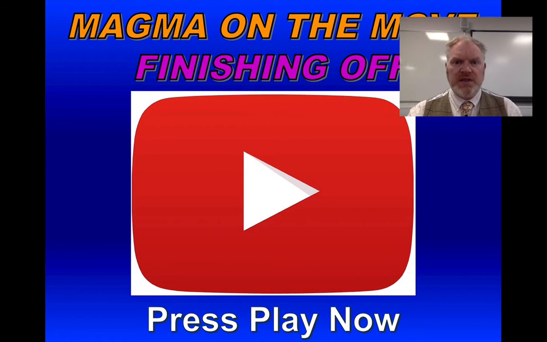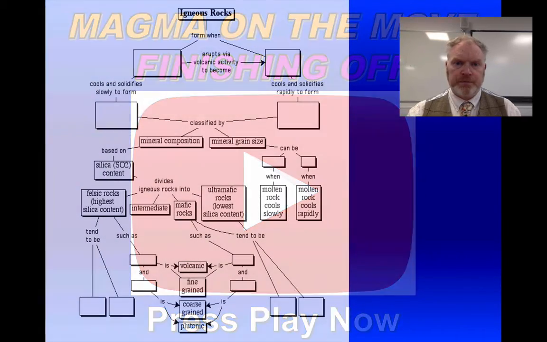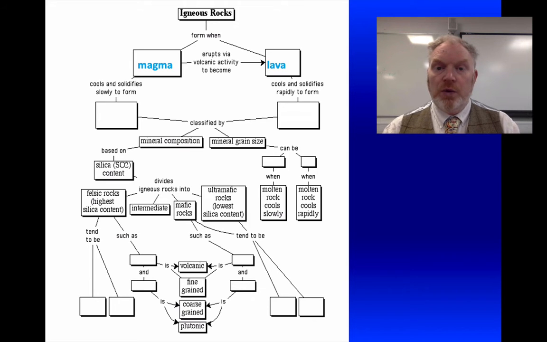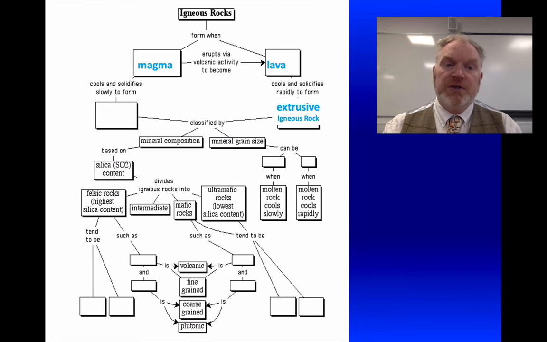Okay then, let's see what you've come up with. So our first job was to complete this flowchart. If we start, igneous rocks form when magma does one of two things. It either erupts via volcanic activity to become lava, which will then cool and solidify rapidly to form an extrusive igneous rock. Of course, if it cools and solidifies slowly within the crust, it'll form an intrusive igneous rock.